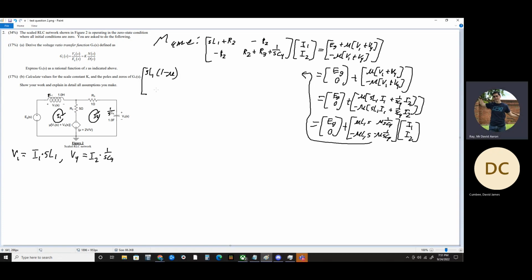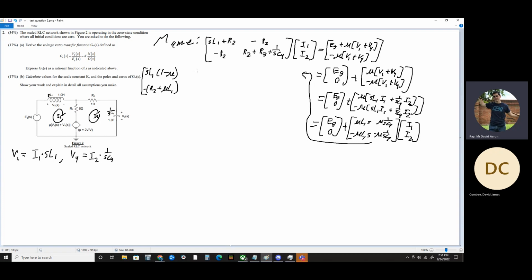And then let's go to the bottom one here. That's going to be negative R2 plus mu L1S. It doesn't seem there's anything we can combine. So, I mean, we can pull out the negative. So negative R2 plus mu L1.